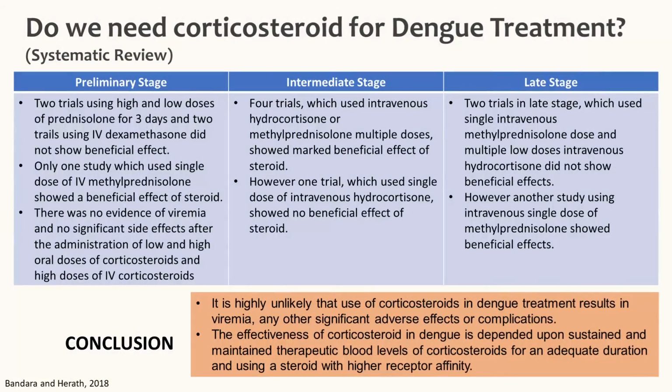Do we need corticosteroids for dengue treatment? There is a systematic review about corticosteroid administration in the preliminary stage, intermediate stage, and late stage. This systematic review comes from limited trials, and the conclusions show that there was no evidence that the use of corticosteroids in dengue will result in viremia or any other significant adverse effects or complications. The effectiveness of corticosteroids in dengue depends upon sustained and maintained therapeutic blood levels of corticosteroid for an adequate duration and using a steroid with higher receptor affinity.